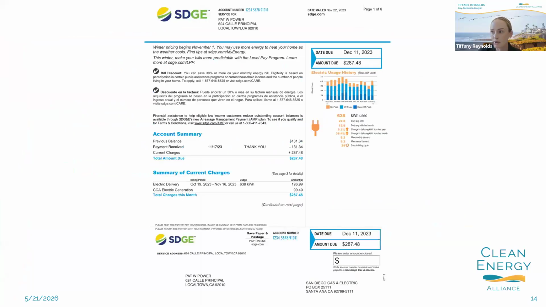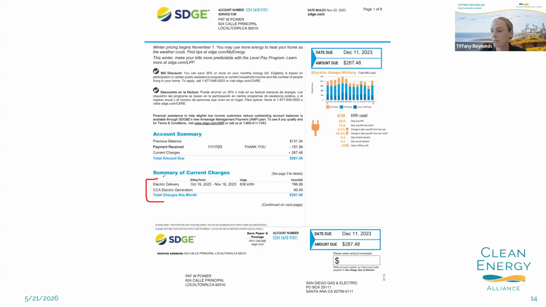So this is the summary page, or as I like to say, the home page. If you ever take a look at your bill, this is where you'll see a summary of your current and past due charges. This is going to break down your summary between your SDG&E charges, which we call transmission and delivery. Again, they're delivering the electricity to your home. And then the CCA electric generation, that is us. And this is for the actual purchasing of the electricity that you have used at your home.